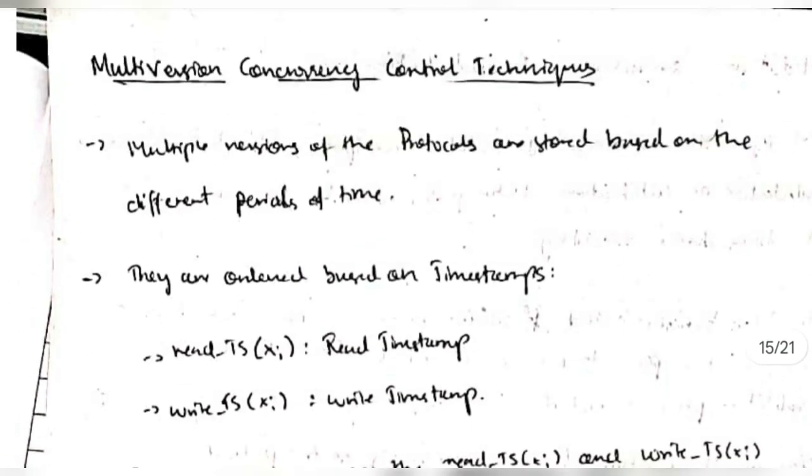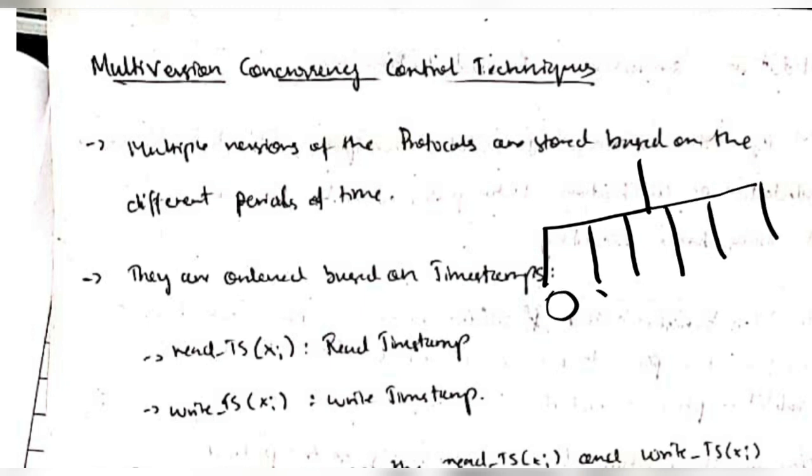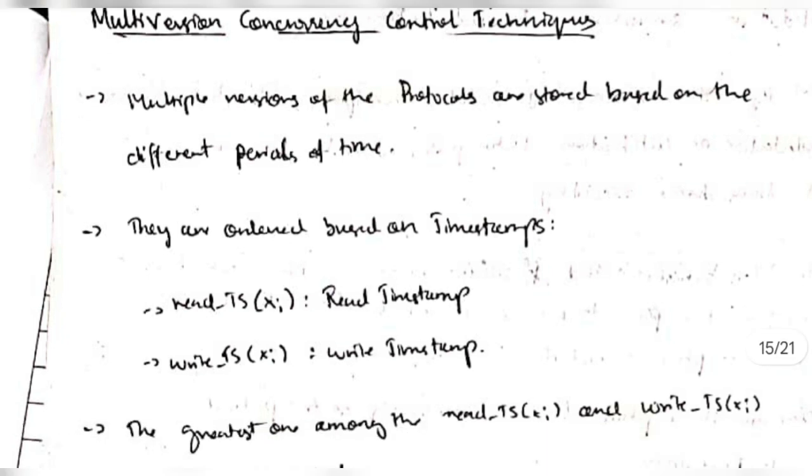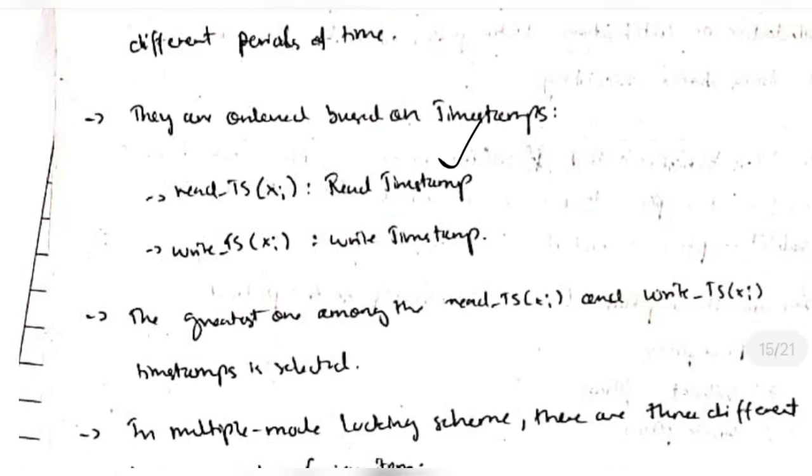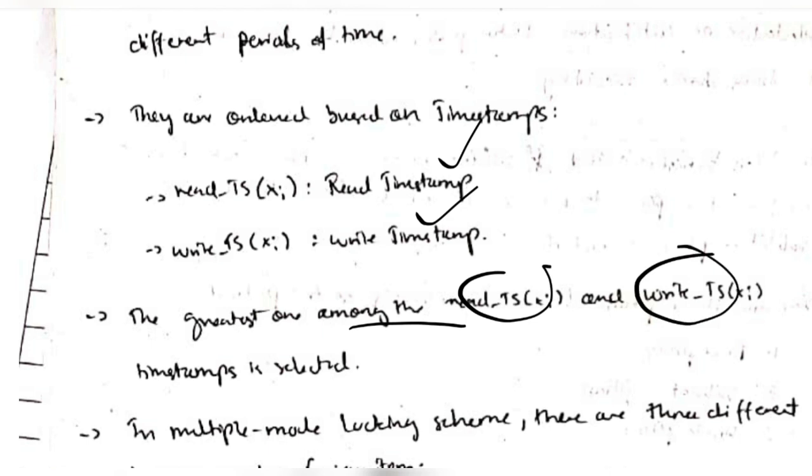Okay, and the next one is multi-version concurrency control techniques. Multi-version means that for the same process there will be multiple versions at different points of time, right? So controlling all of these is known as concurrency control. It is based on the different periods of time, so they are ordered based on the read timestamp and write timestamp. The greatest one among the read and write will get the chance to be executed.